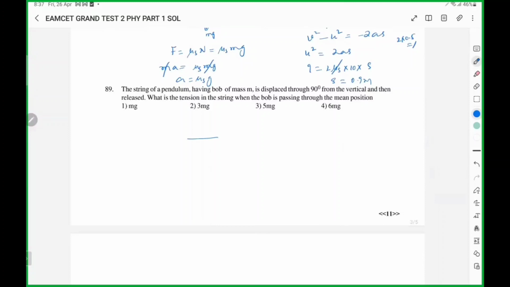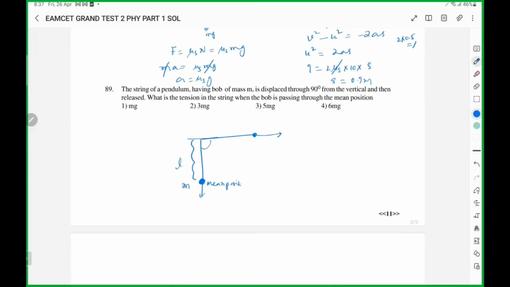A pendulum string having a bob of mass m is displaced through 90 degrees from the vertical and then released. What is the tension in the string when the bob passes through the mean position? This is the mean position. From the vertical it is shifted. This is the length of the string.